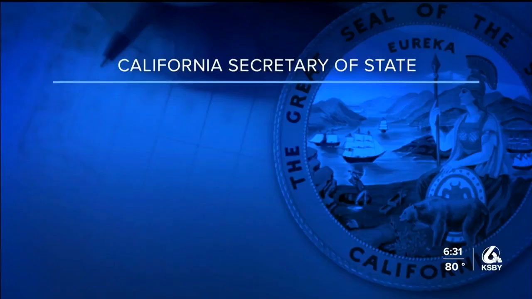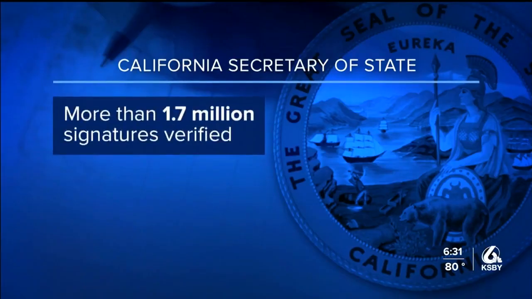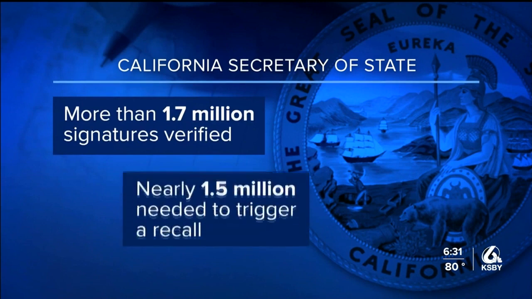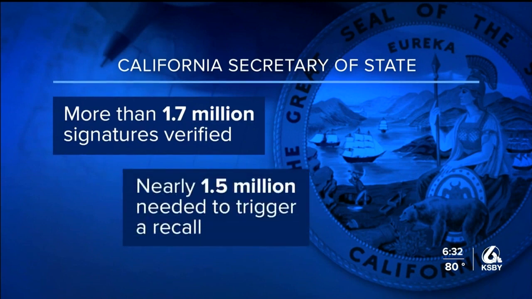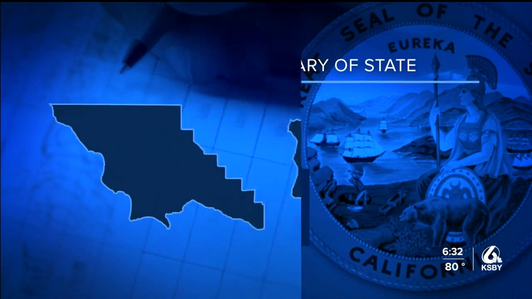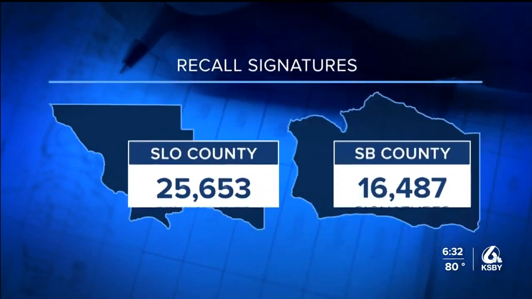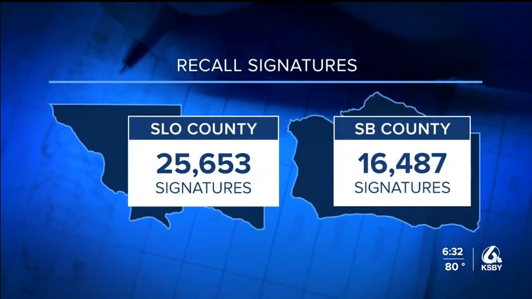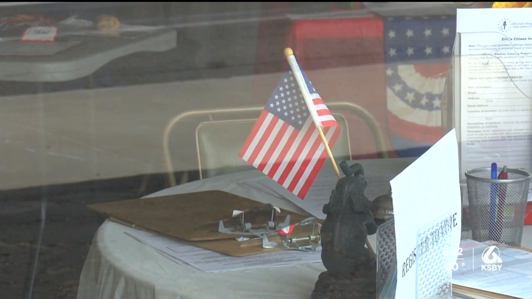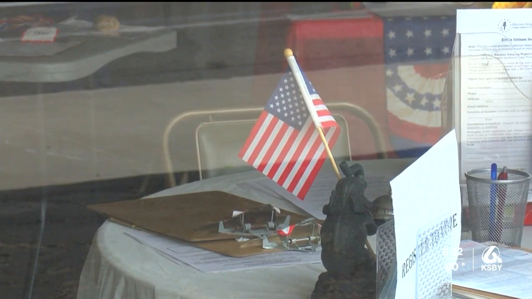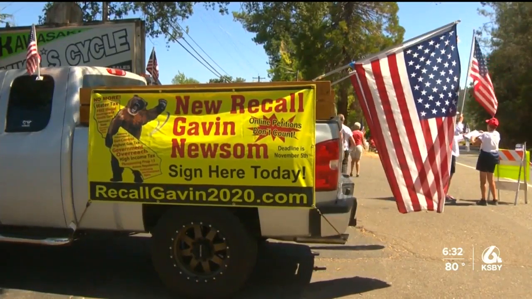The Secretary of State verified more than 1.7 million signatures, beyond the nearly 1.5 million needed to get the recall measure on the ballot. A closer look at the numbers shows more than 25,000 valid signatures came from San Luis Obispo County and more than 16,000 from Santa Barbara County. The Secretary of State's final report in June shows only 43 people withdrew their signatures.